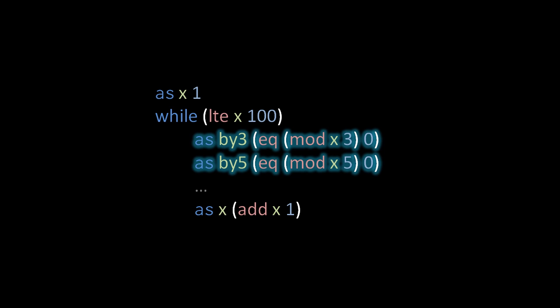Now, in each iteration of the loop, we're going to need to determine whether the value of x is equally divisible by 3, and whether it is equally divisible by 5. When a number is equally divisible by 3, the modulus of that number by 3 will be 0, so we do mod x 3 and test whether that is equal to 0. That will assign true or false to the variable by 3. And then we do the same for 5, taking the modulus of x by 5, testing whether the result is equal to 0, and assigning the true or false value to by 5.